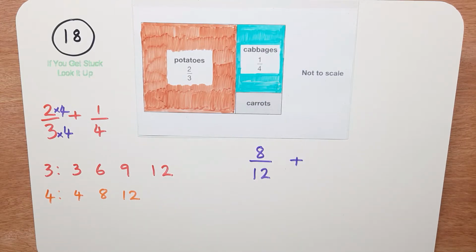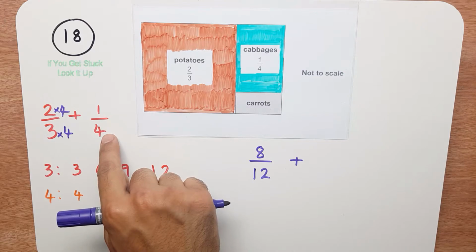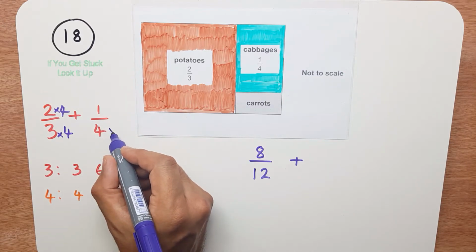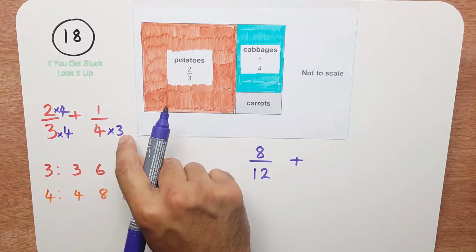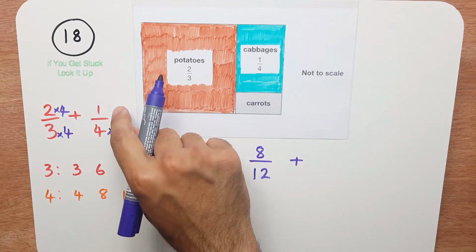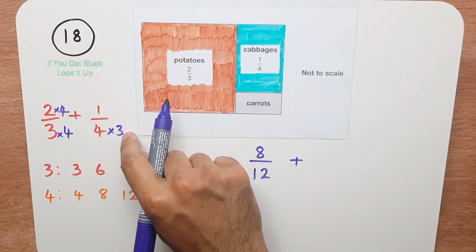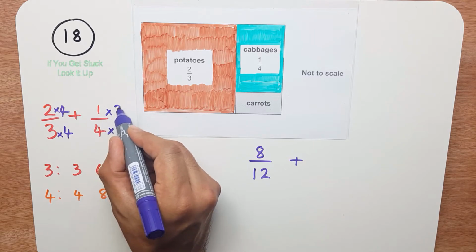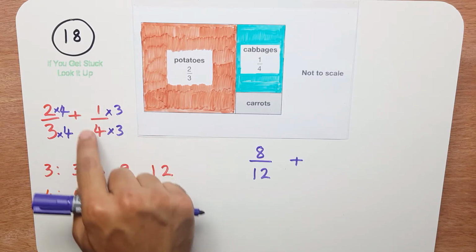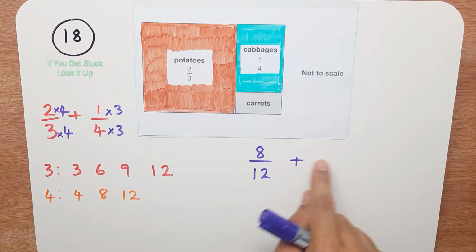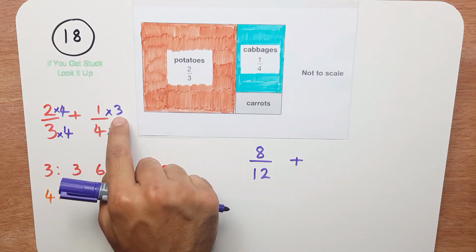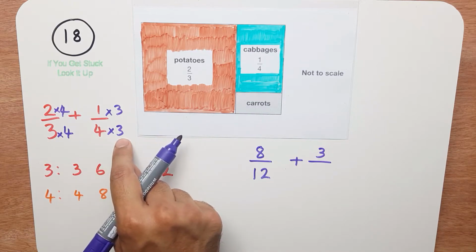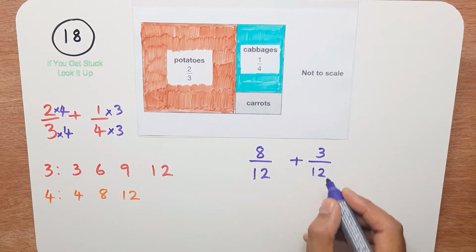Plus the same thing with this. How do we turn this into a 12? Let's have a look. 1, 2, 3. I multiply it by 3. And whatever I do to the bottom number, I do to the top number. Whatever I do to the denominator, I do to the numerator. So I have to multiply this by 3. So this fraction, I'm going to write here. So 1 times 3 is 3. And 4 times 3 is 12.